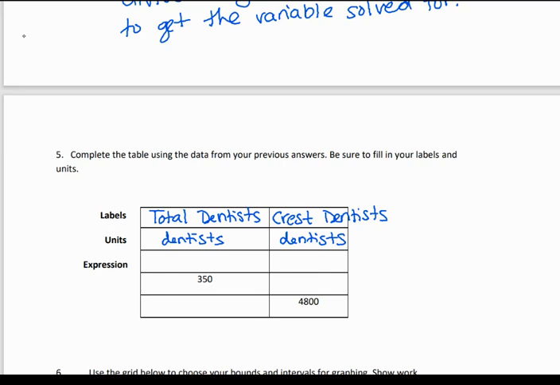Okay, now, when I have my expression here, folks, this first column is what variable again, everybody, always? But this first column always represents which variable, X or Y? X. So right here, my expression is just going to be X. The expression for Crest dentists, I'm not going to put Y. I want to keep it in terms of X.